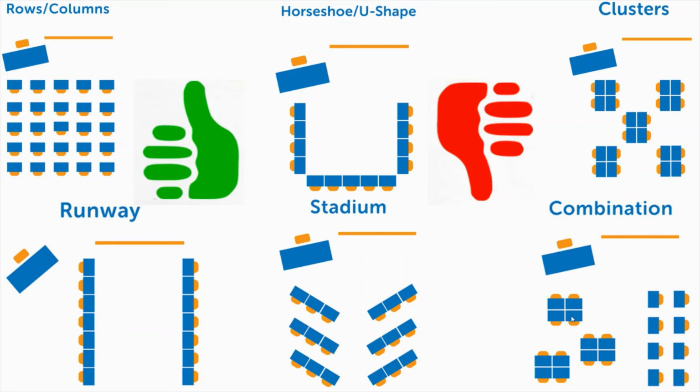Sometimes you might want to have the stadium configuration for fourth period, but then you need to do runway for sixth period just because of the dynamics of that class and those two different class periods. So knowing there are all kinds of structures that work, what works best, and to have a plan, not hope that it's going to work out.